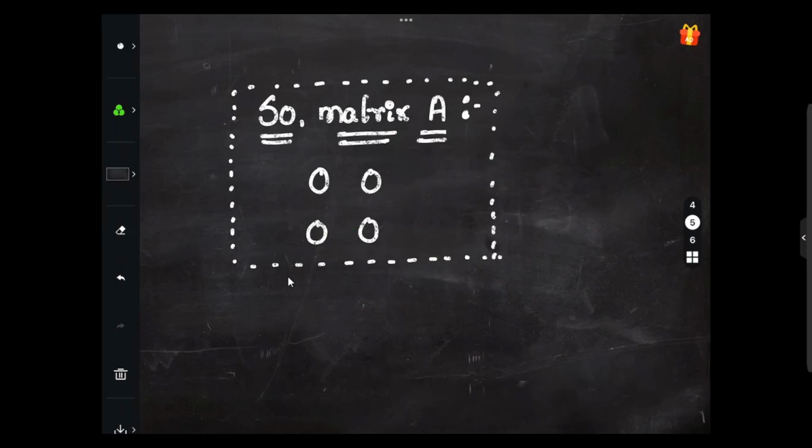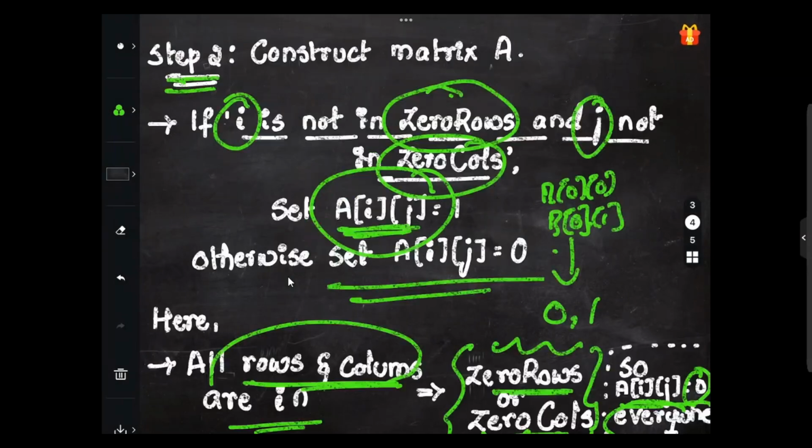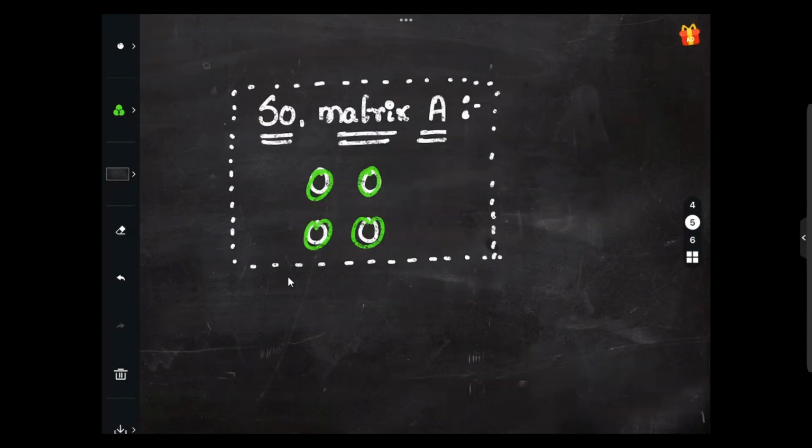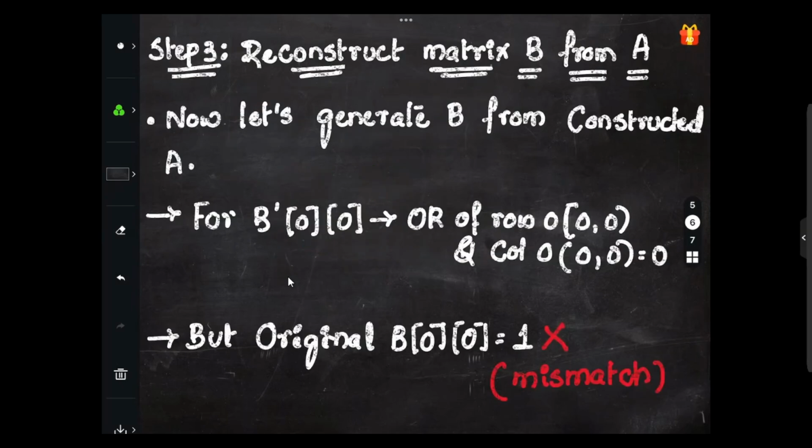So now matrix A will be quite obviously 0 everywhere as per the condition from the previous step. All rows and columns are in 0 rows and 0 columns, so a of ij is quite obviously 0. Now we have 0 everywhere, so matrix A becomes 0 0 0 and 0. This is fine. So let's come to the third step here.